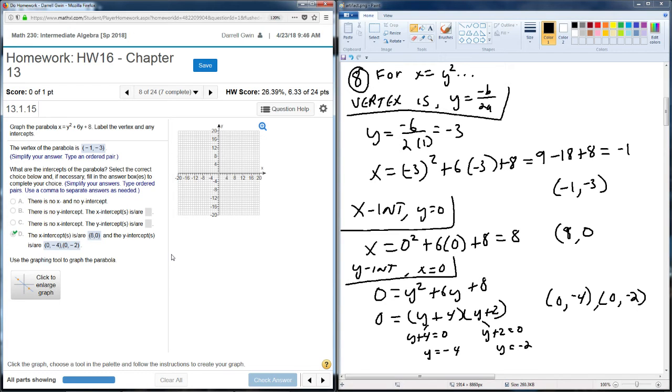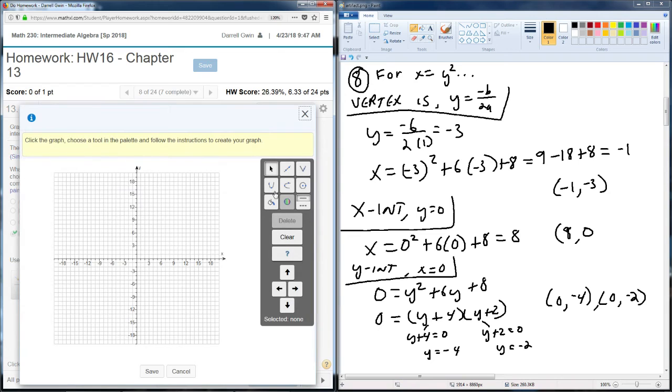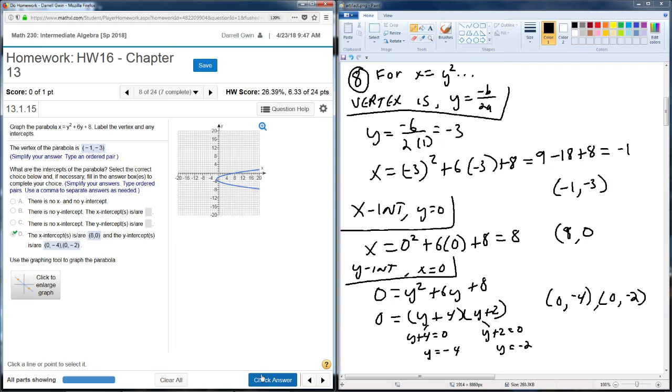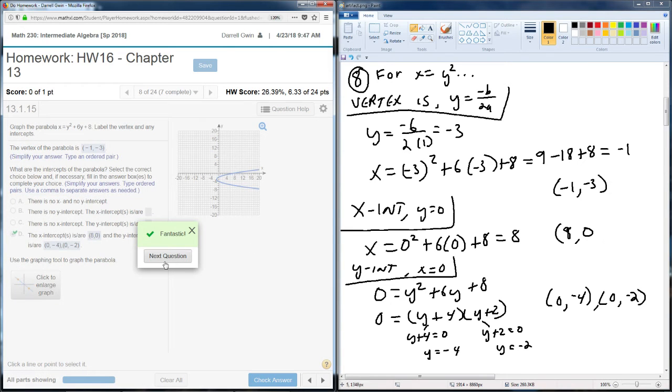Alright, graphing. Let's see. This is a sideways parabola with a vertex of negative 1, negative 3, and any one point, so I'll use the 8, 0: 8 to the right, 0 up or down, which is the x-intercept. You can use any point, it'll work, but I'll use that one because it was right there. Fantastic.